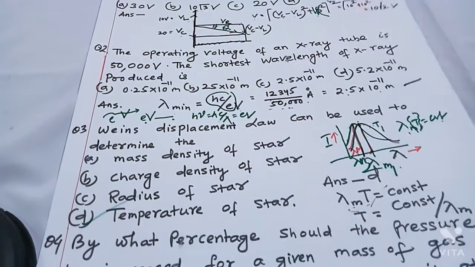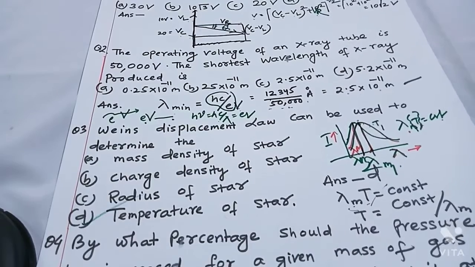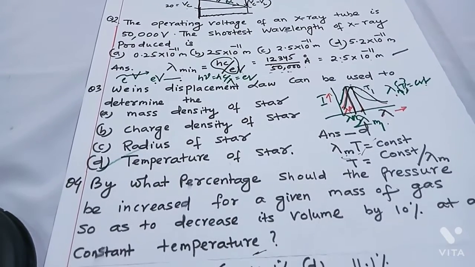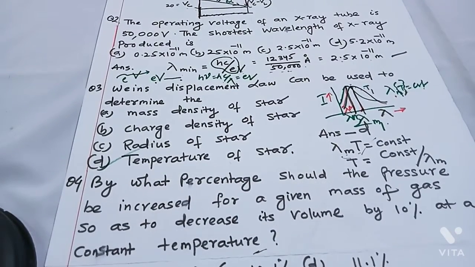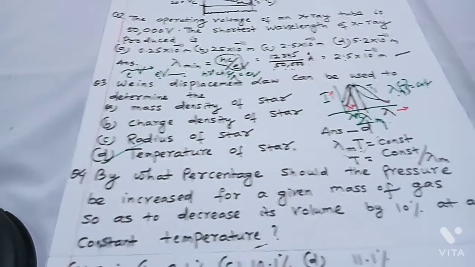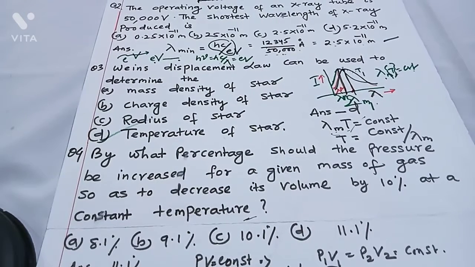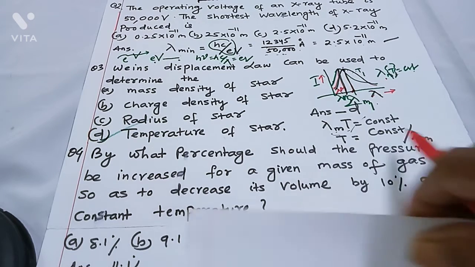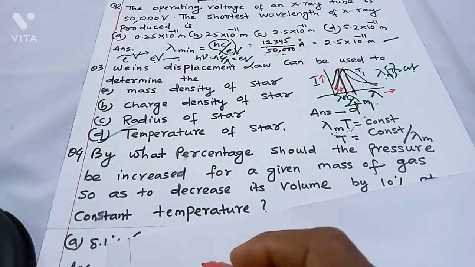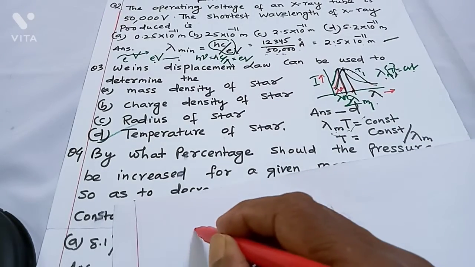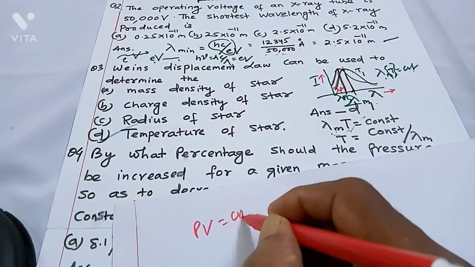Next question: by what percentage should the pressure be increased for a given mass of gas so as to decrease its volume by 10% at a constant temperature? Choices are 8.1%, 9.1%, 10.1%, 11.1%. Now, because temperature is constant, we can use Boyle's law, that is PV equal to constant.